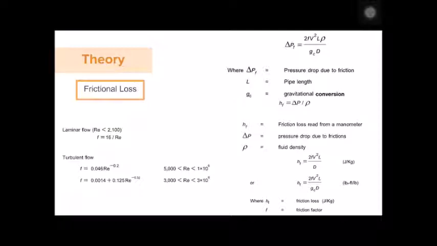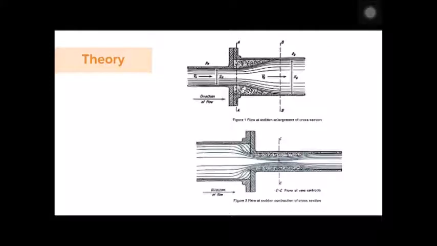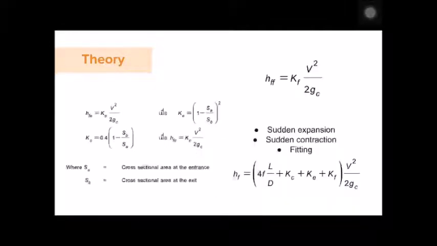There is also loss from the sudden expansion and sudden contraction, and from fittings and valves. The upper figure is a sudden expansion and the lower figure is a sudden contraction. The sudden contraction can be calculated from HFC, and the expansion from HFE. For the fittings it is HFF. When we combine for the overall, we get the HF from the sudden expansion, sudden contraction, and fittings. These are the key values for the valve and fittings.